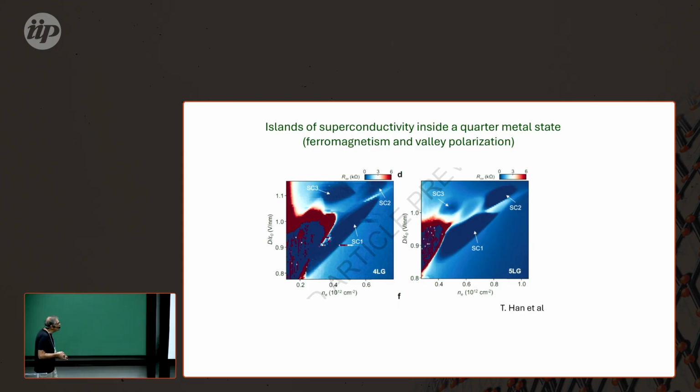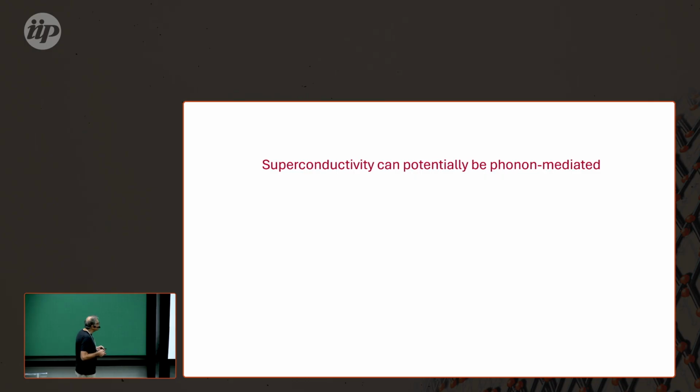This is from Long Ju's group, and it tells you that if you have a quarter metal system in which you have both ferromagnetism and valley polarization, you also have superconductivity, at least in some regions of the phase diagram where both ferromagnetism and valley polarization are present. So this is 5-layer graphene. Now, let me say one word here.